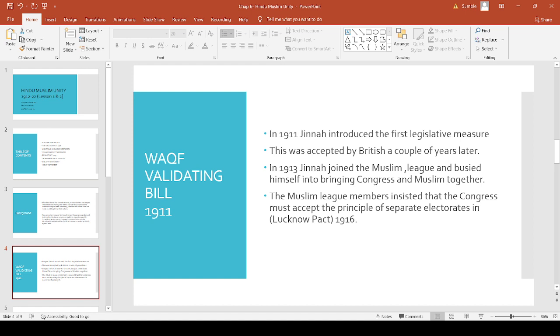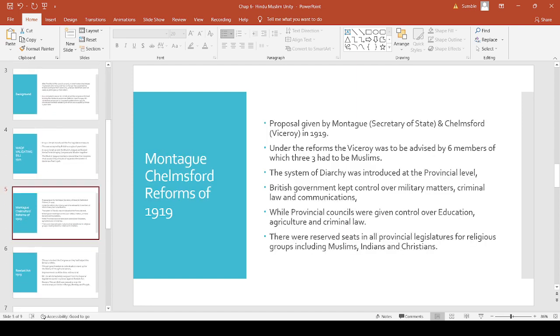So these were essentially the first legislative measures that Mr. Jinnah introduced in 1919. This was accepted by the British 2 years later. And in 1913, Mr. Jinnah joined the Muslim League and got busy bringing Congress and Muslims together. The Muslim League members insisted that the Congress must accept the principle of separate electorates in the Lucknow Pact of 1916.